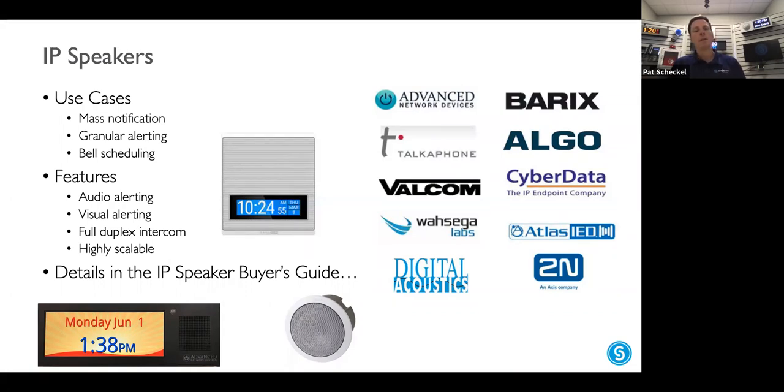Now, the one time it does make a lot of sense to put in all IP speakers is if you're doing a greenfield deployment, because then you don't need a head end or an amplifier. Each of these speakers is self-amplified. It just plugs into the network on a Cat 5 or Cat 6 cable. It's power over Ethernet. You plug it in just like you would a laptop or an IP phone, and you're off to the races. So that's where that makes a lot of sense.